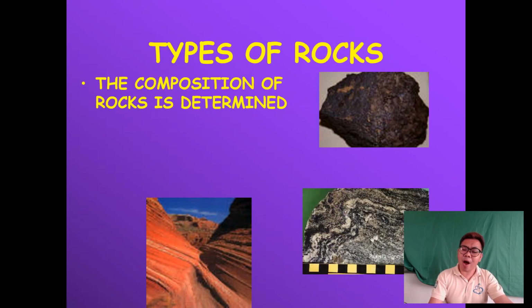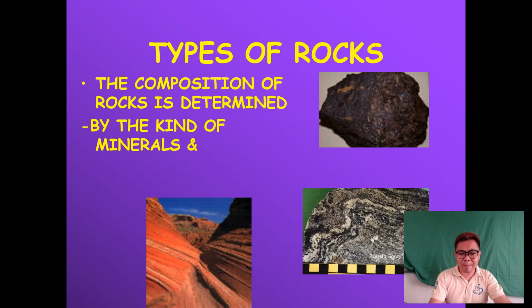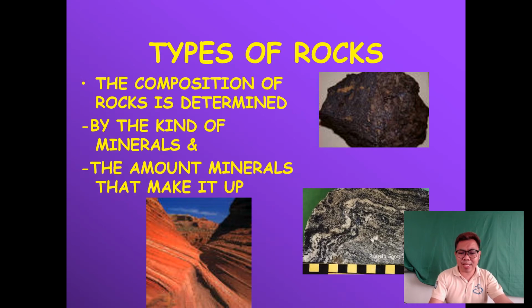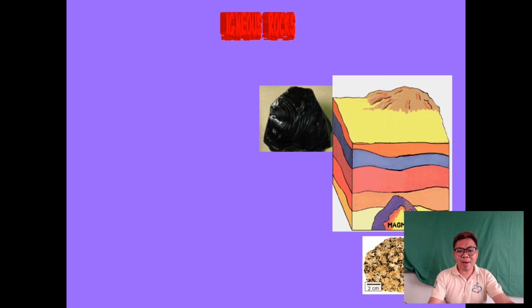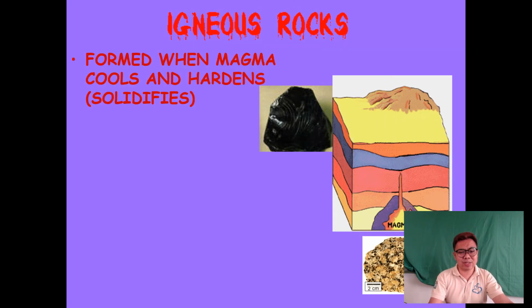In terms of rocks, we have the different kinds, or types. First, the composition of rocks is determined by the kind of minerals and the amount of minerals that make it up. We have the three types of rocks: the igneous rocks, sedimentary rocks, and metamorphic rocks. Now let's talk about the igneous rocks.